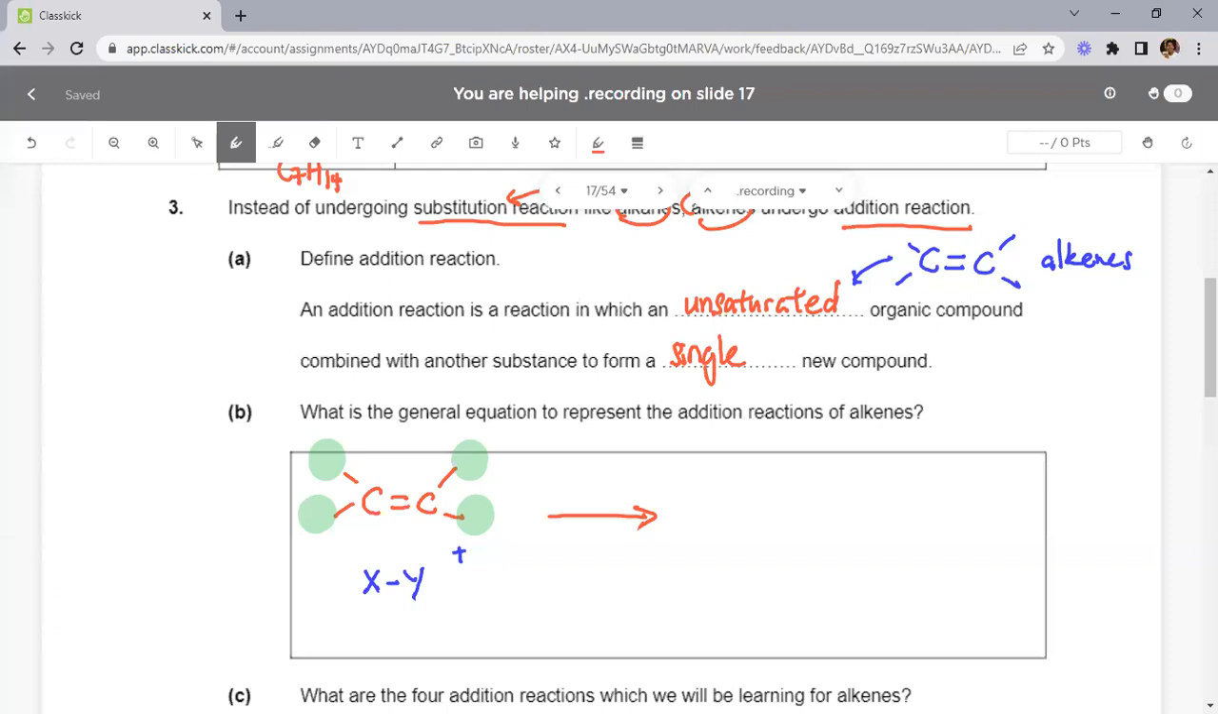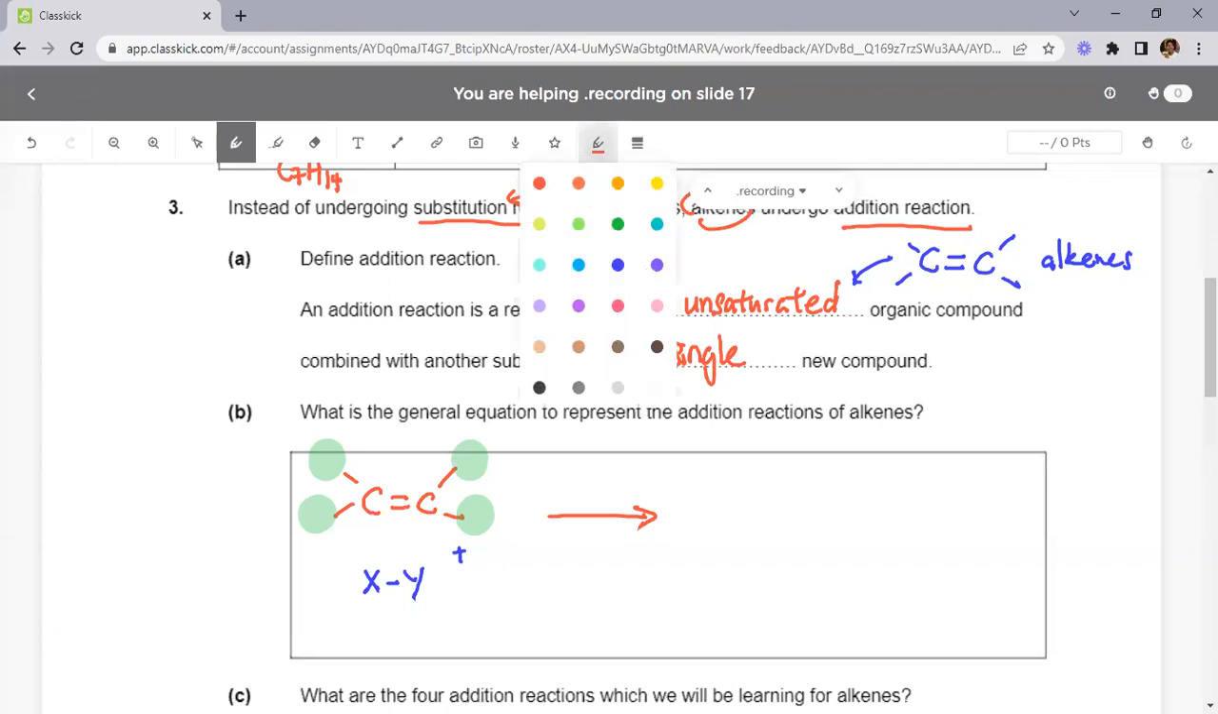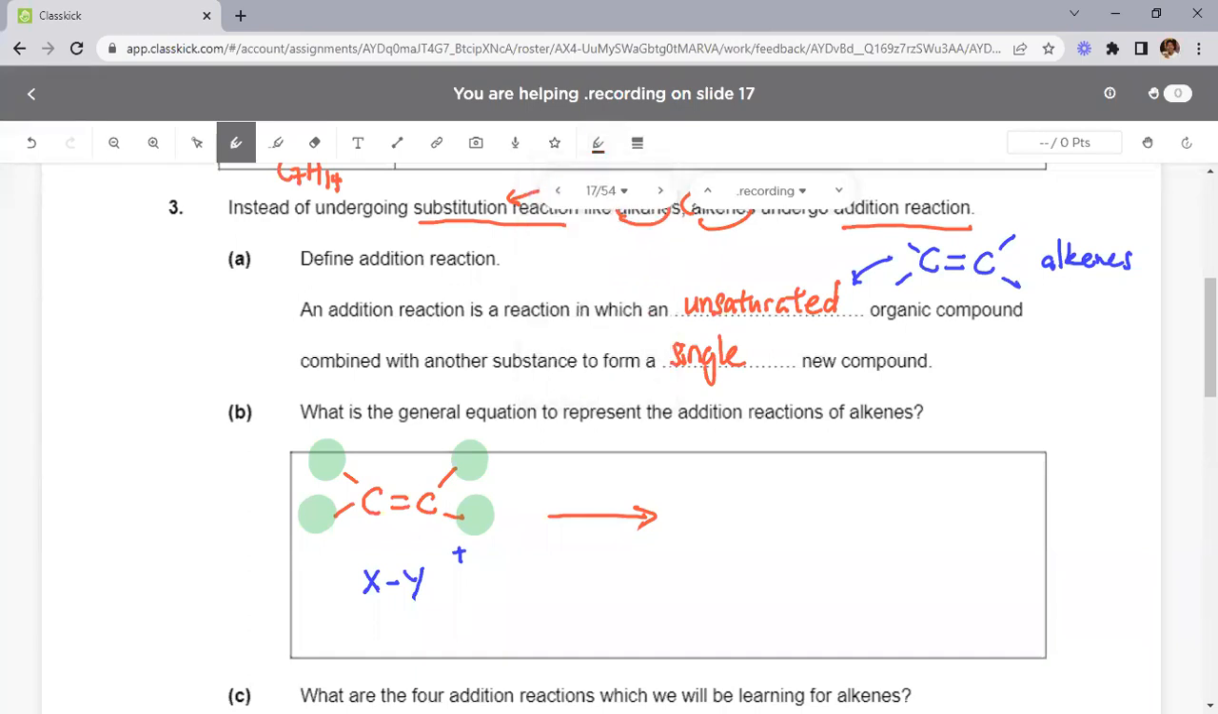Okay, what's happening here? I'm going to draw for you what's happening, using a different color, maybe black. When X and Y approach this C double bond C, one of the double bond will actually break. The bond between X and Y will break. Because now the two carbons are short of one bond, they will attach like this. The black shows you the mechanism, the steps of what's really happening.